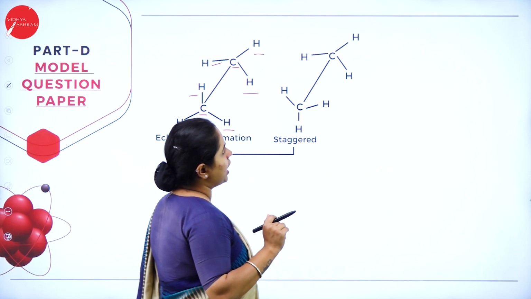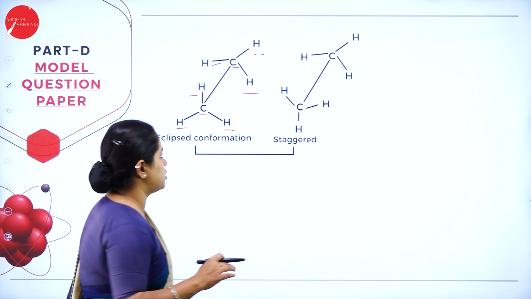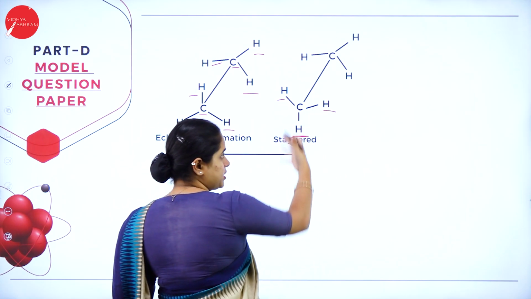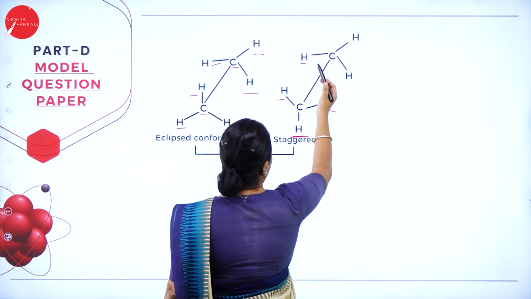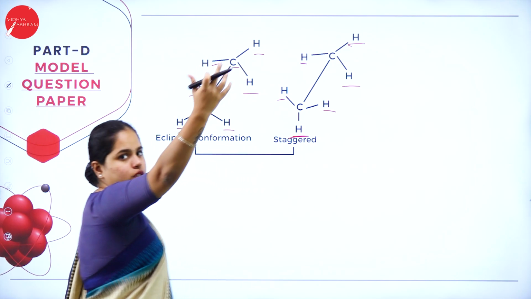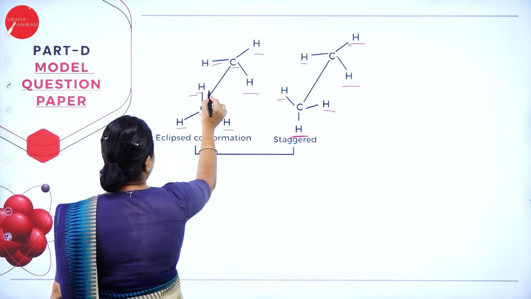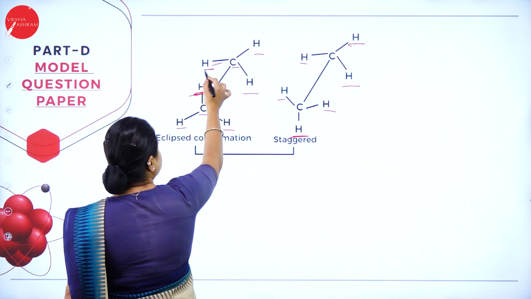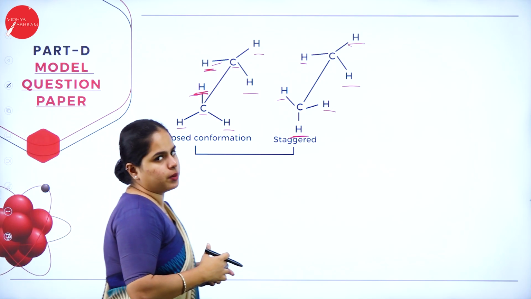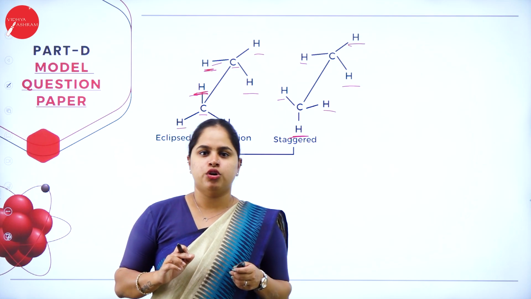As we have discussed, in staggered conformation, the hydrogen atoms will be placed as far as possible. As you can see, one hydrogen here, one hydrogen here, and another hydrogen is present downwards. Here, one hydrogen here, one hydrogen here, and another on the top, right? So they are placed as far as possible. But coming to eclipsed, one hydrogen atom is here and another hydrogen atom is here, so they are very close to each other. So this is another way of representing it. Either of these you can mention, which will carry 2 marks.